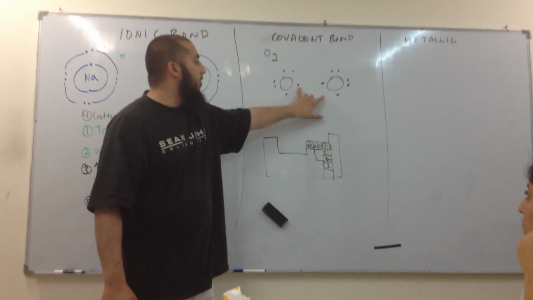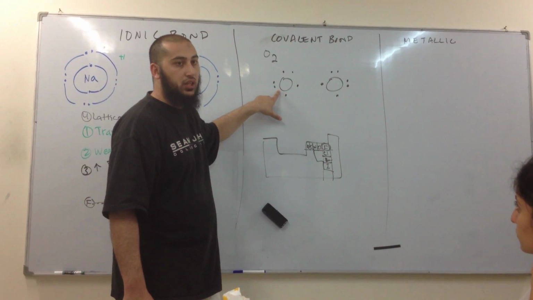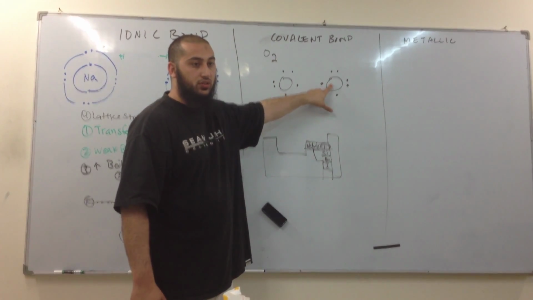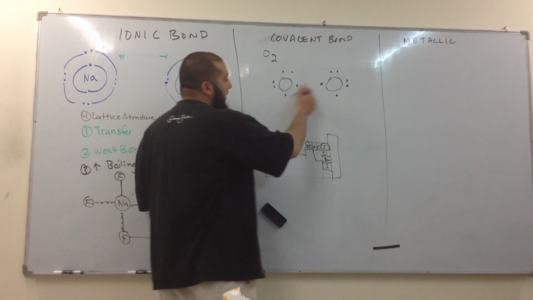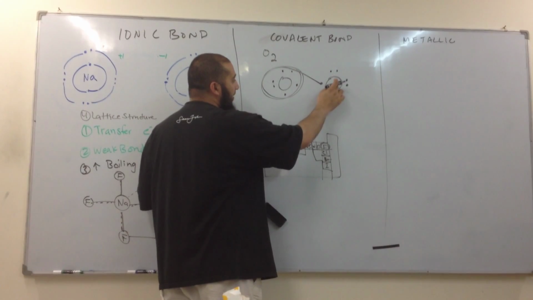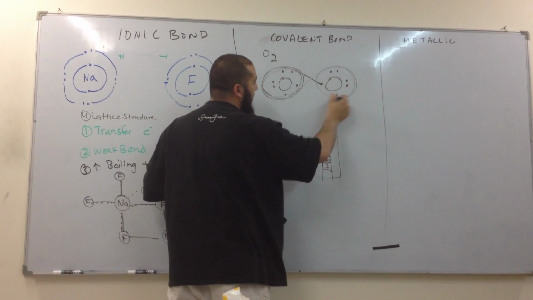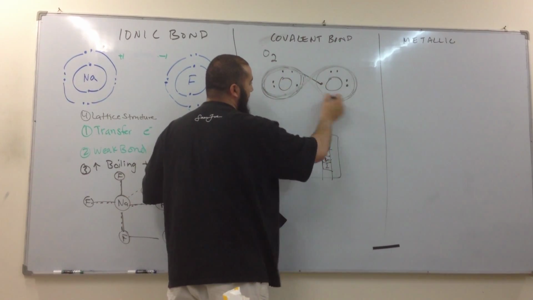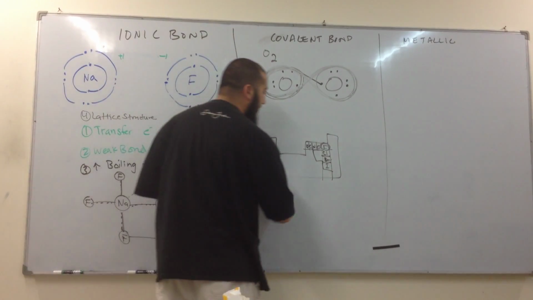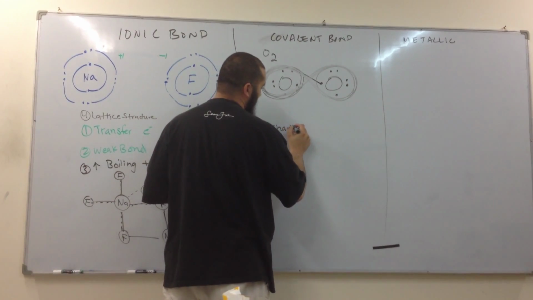So, if we have O2, what's going to happen? This oxygen is going to pull on which electrons? This one. And this oxygen is going to pull on which electrons? This one. So he's going to take this one and it's going to go here. But then, when this electron comes back, he can pull back on it. And so it goes like this. And what happens eventually? They share electrons. So covalent bonding is sharing electrons. Does that make sense?